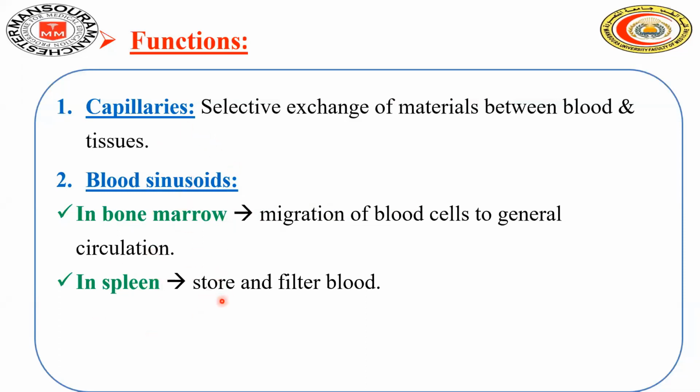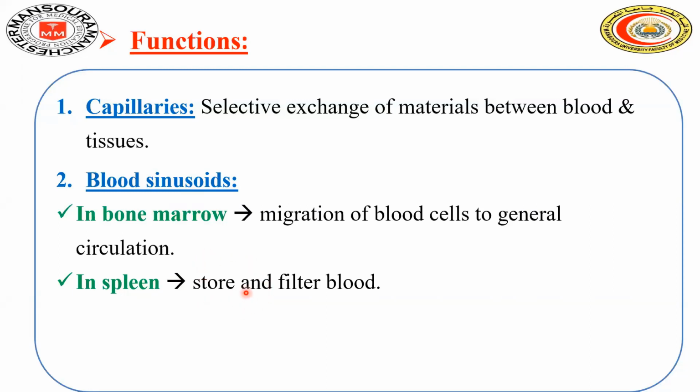In the spleen, the blood sinusoids serve as a storage site for blood. The spleen contains numerous blood sinusoids full of blood, and this is considered a store for the blood in the body. At the same time, these sinusoids are surrounded by macrophages.